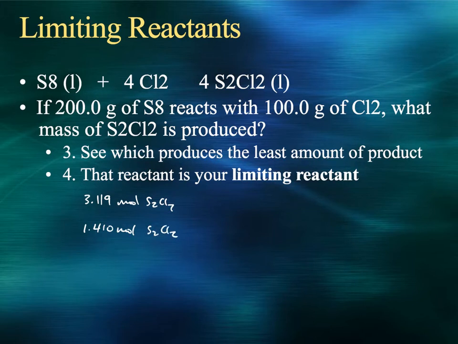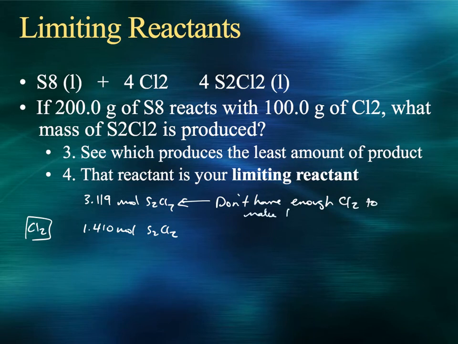Well, which produces the least amount of product? Okay, that was the second one. That was our Cl2 value. That one produced the least amount here. Because we can't make this. Yes, this number is bigger. We don't have enough to make it. We do not have enough Cl2 to make this value. We do have enough to make 1.410 moles though. Okay, so our limiting reactant in this problem is the chlorine gas.